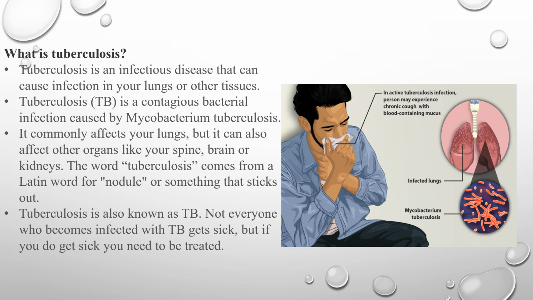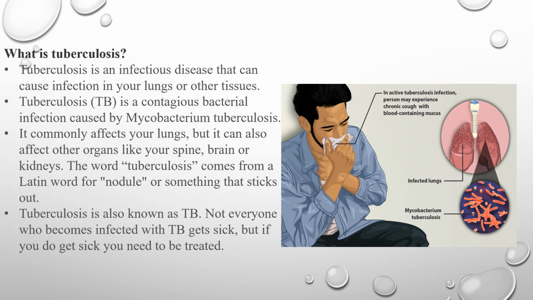Now, coming to the next bacterial infection, tuberculosis. What is tuberculosis? It is an infectious disease that can cause infection in your lung or other tissues. TB is a contagious bacterial infection caused by Mycobacterium tuberculosis. It commonly affects your lungs, but it also affects other organs like your spine, brain, or kidney. The word tuberculosis comes from a Latin word for nodule or something that sticks out. So, tuberculosis is also known as TB.